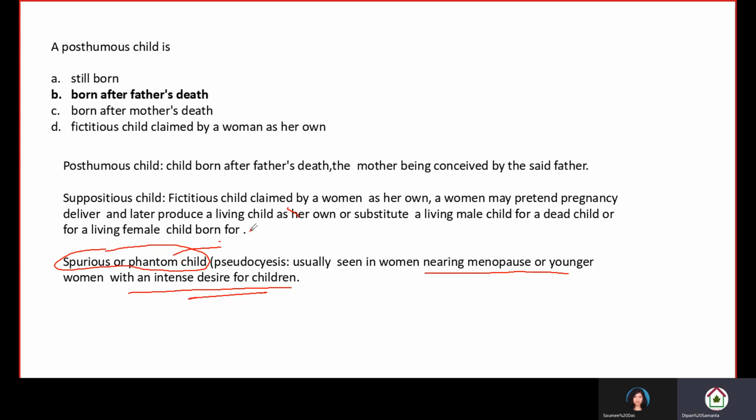So this phenomenon occurs during menopause, or sometimes in teenagers, or women just after 19, 20, 21 years, who want to have children. With spurious or phantom child, they pretend that they are getting a child, or that they have already got a child. That is phantom child. Supposititious child and posthumous child are very important terms.